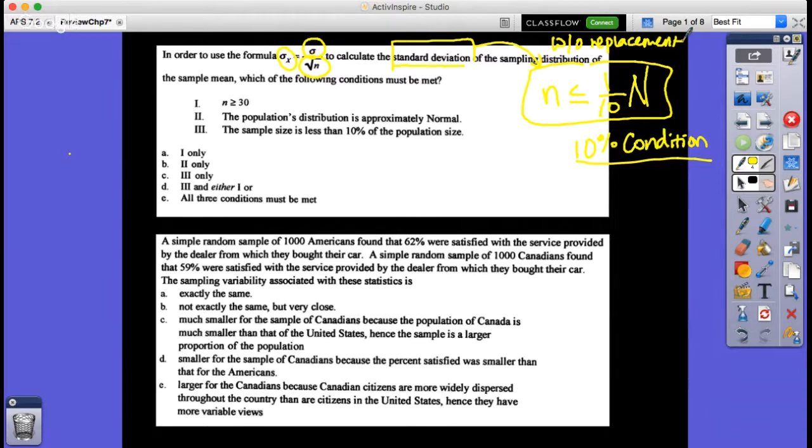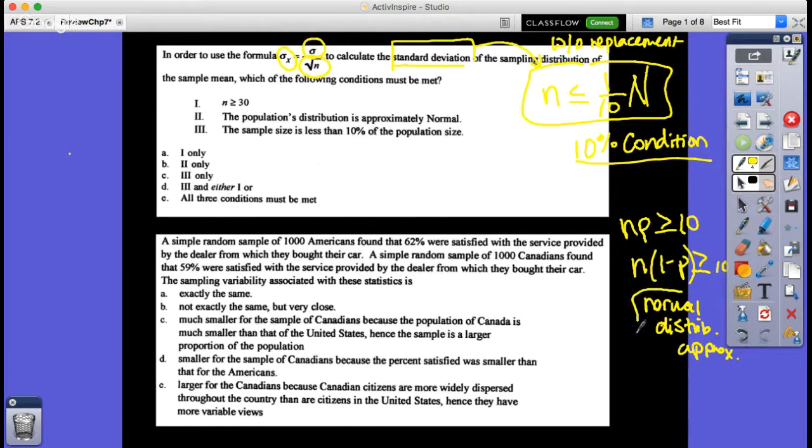Now, this is not to be confused with this part: np is greater than or equal to 10, or n times 1 minus p is greater than or equal to 10. This is used for normal distribution approximation of the sampling distribution. So this approximates a normal curve within the sampling distribution. But this right up here is different. It looks similar, but it's actually different. It tells us that we can actually use the standard deviation formula. So that's just something to remember.